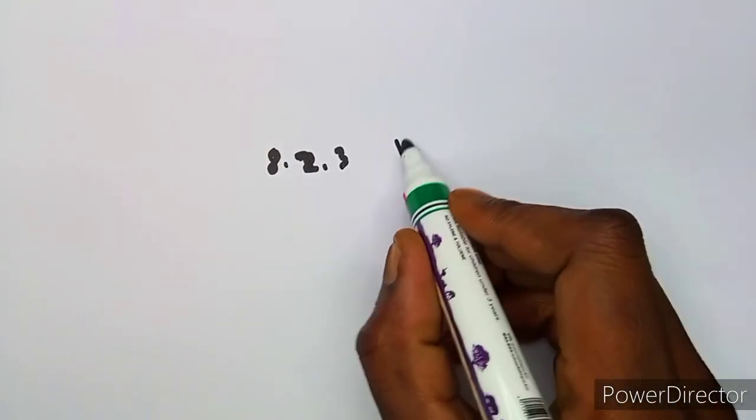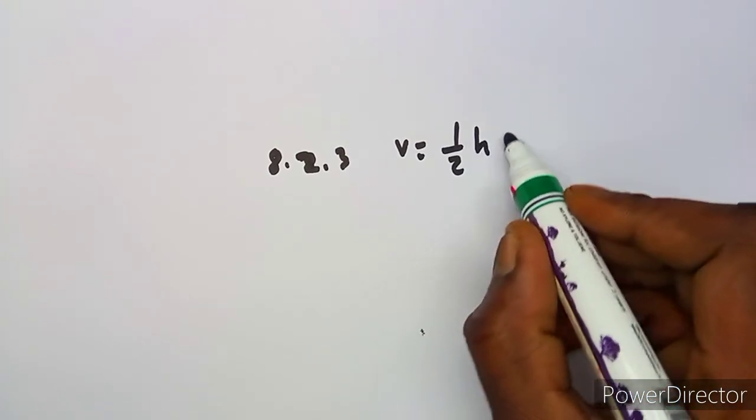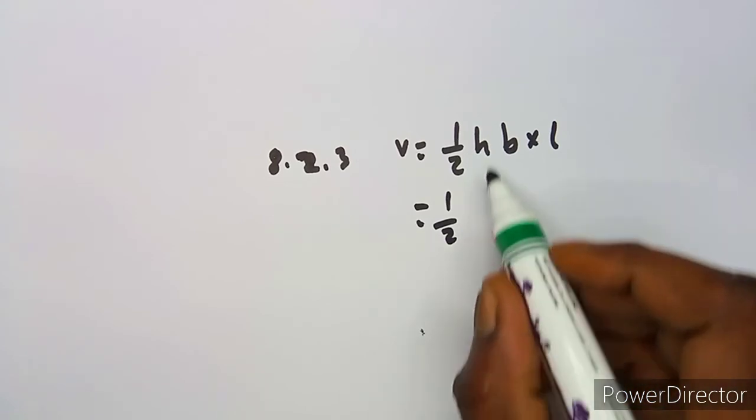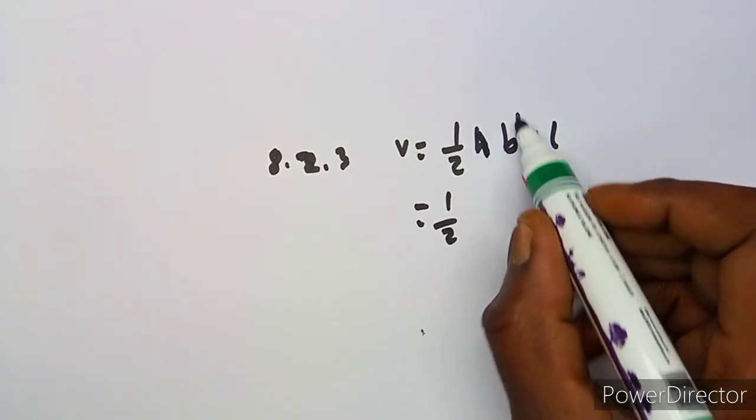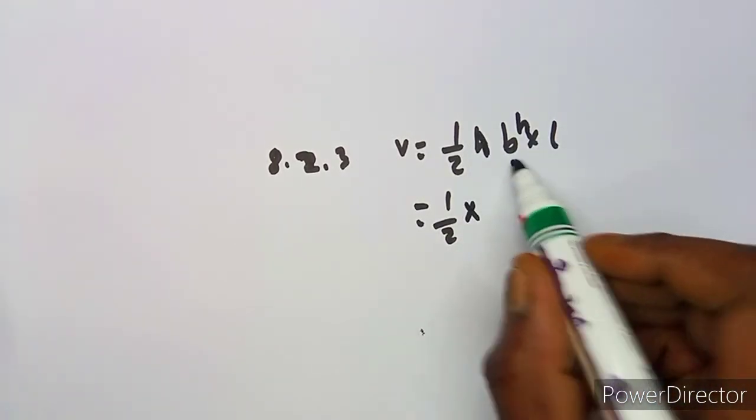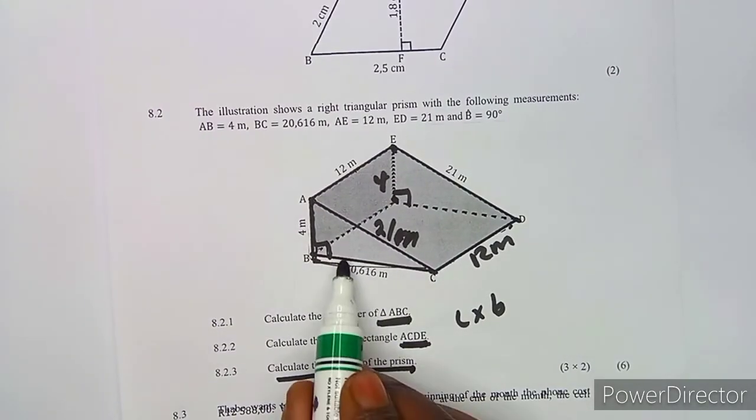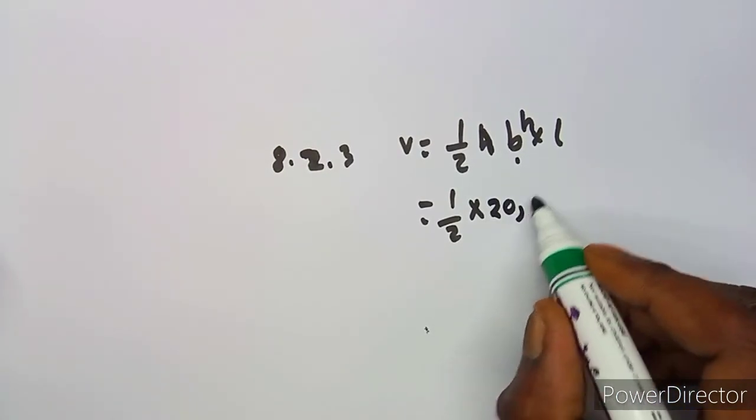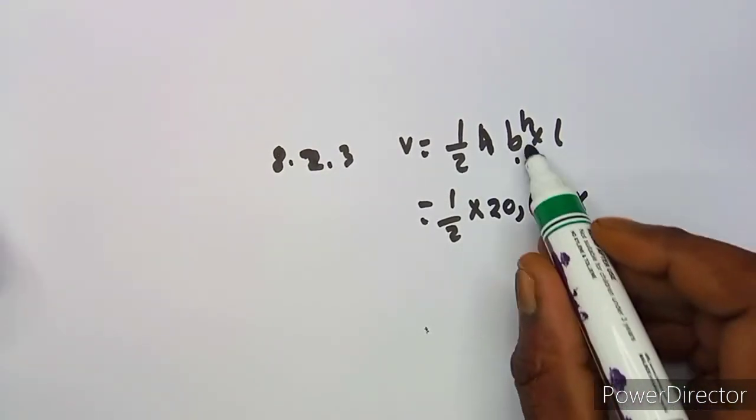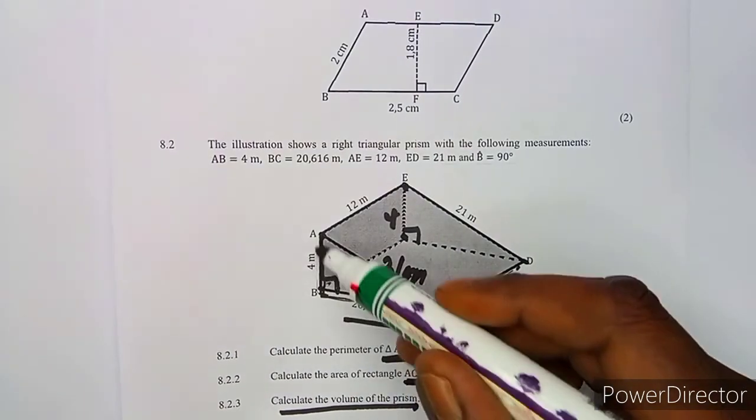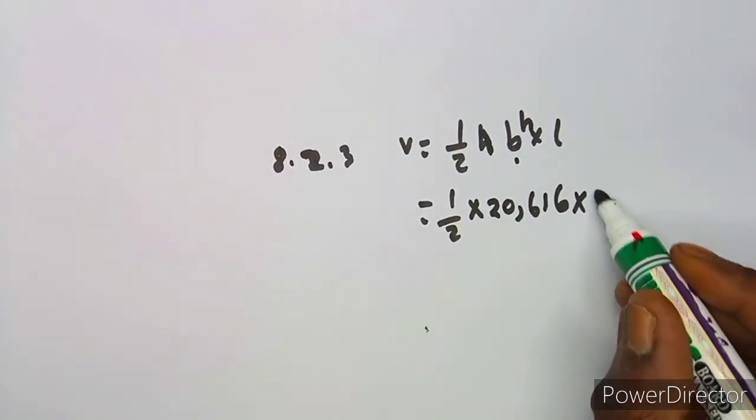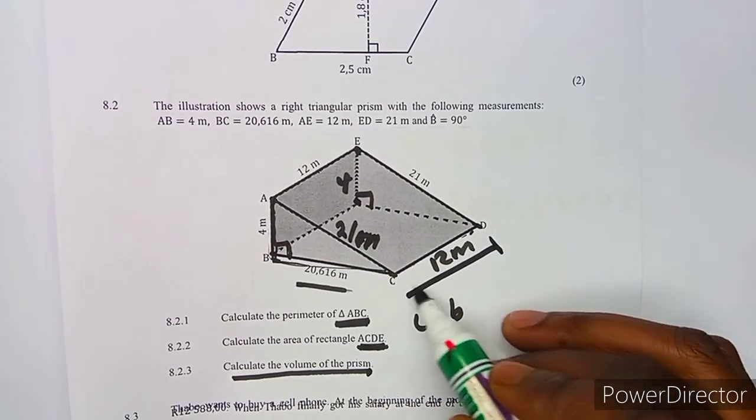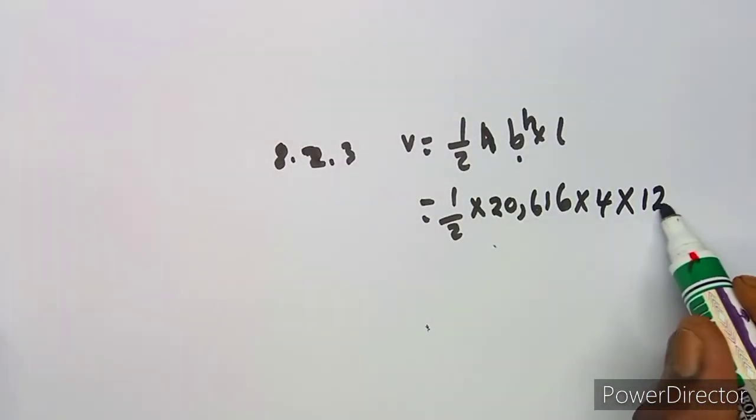8.23. Okay, so volume, we said it's half BH, half base times perpendicular height times the length. So it's going to be half times the base. This is your base according to the triangle, 20,616, times the height. We've got a height of 4 meters there, times the length, which is from this side to the other side here, which is 12 meters.